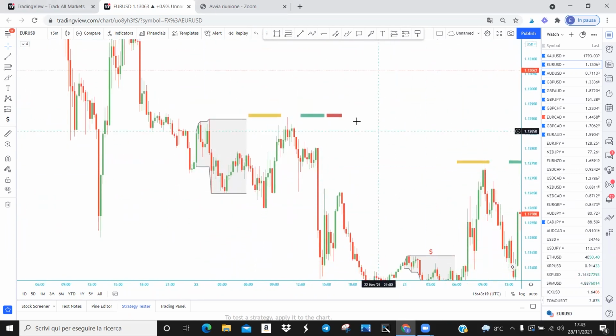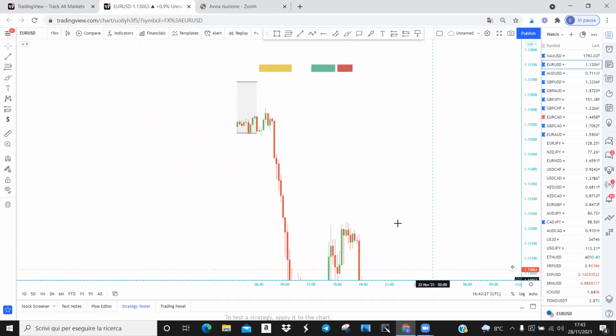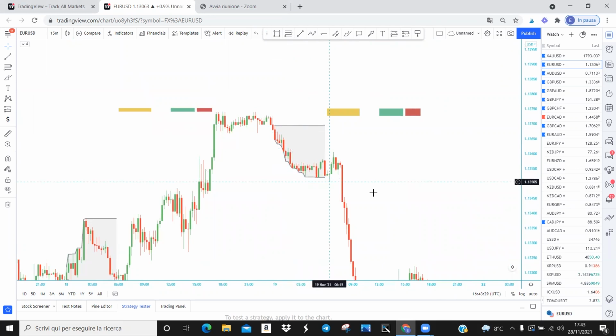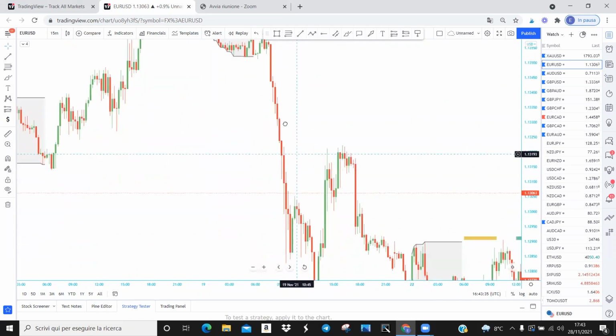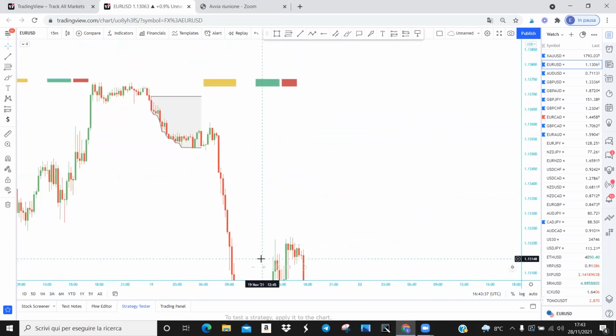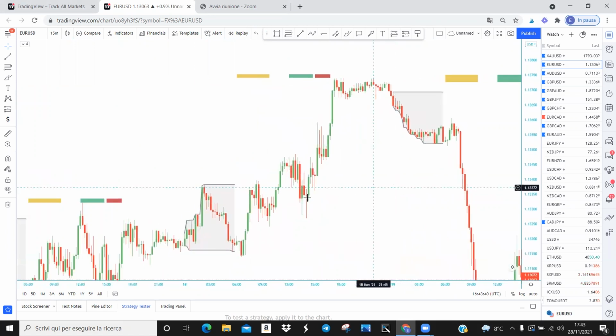Here, perfect, even better. We manipulate by 1 pip, so we just go above it, grab liquidity of the Asian range, continue, okay? In this example, instead, nothing happens, and this is why it's not 100%. Asian range and then just drop, okay? New York pullback for continuation.